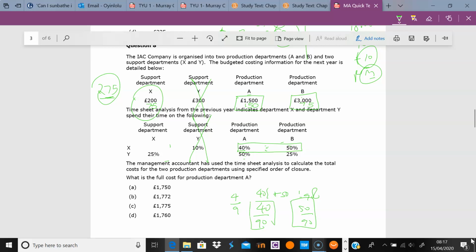So now I have 4 over 9 times, of course, the 275, which is what I'm looking for really. So 4 over 9 times 275, 4 divided by 9 times 275 is equal to 122.22, so 122.22 here, minus 275, and 152.77 here. This question is asking me, what is the full cost for department A? 1500 plus 150 plus 122 gives me 1772. So my answer is B.